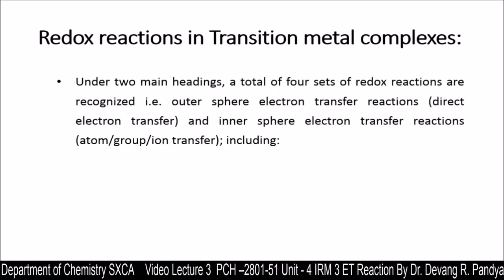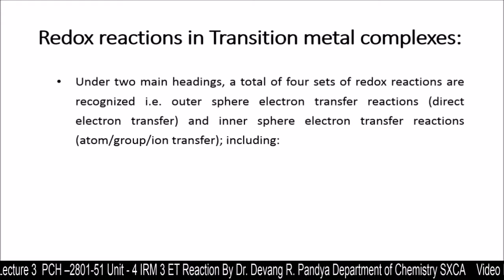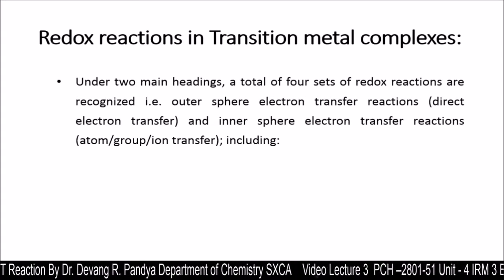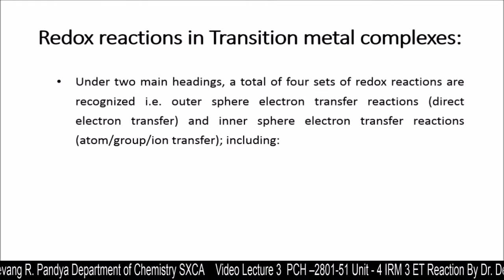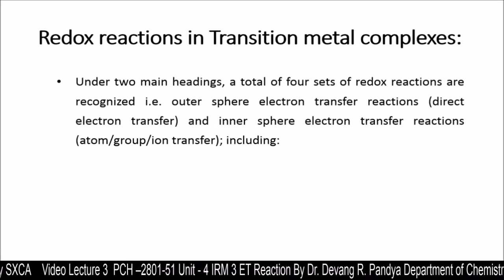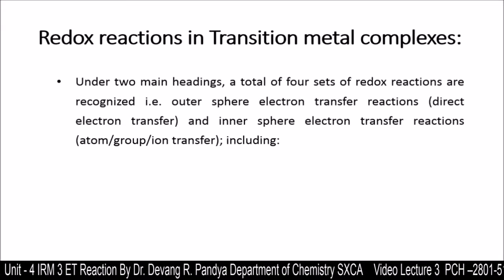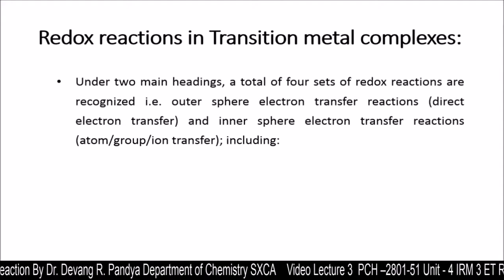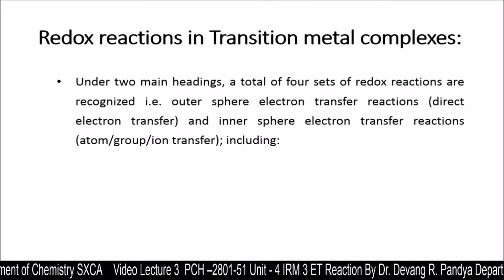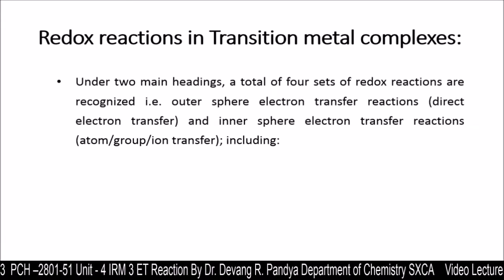Under two main headings, a total of 4 sets of redox reactions are recognized, and that makes the different types of ET reactions. First is outer sphere electron transfer reaction. The sphere word indicates the coordinating sphere in which the ligand has a coordinate covalent bond with the metal center. That is a secondary valency as far as Werner theory is concerned. So outer sphere electron transfer is also known as direct electron transfer, DET reaction, or OS ET reaction. OS, that is outer sphere electron transfer reaction, DET, that is direct electron transfer.